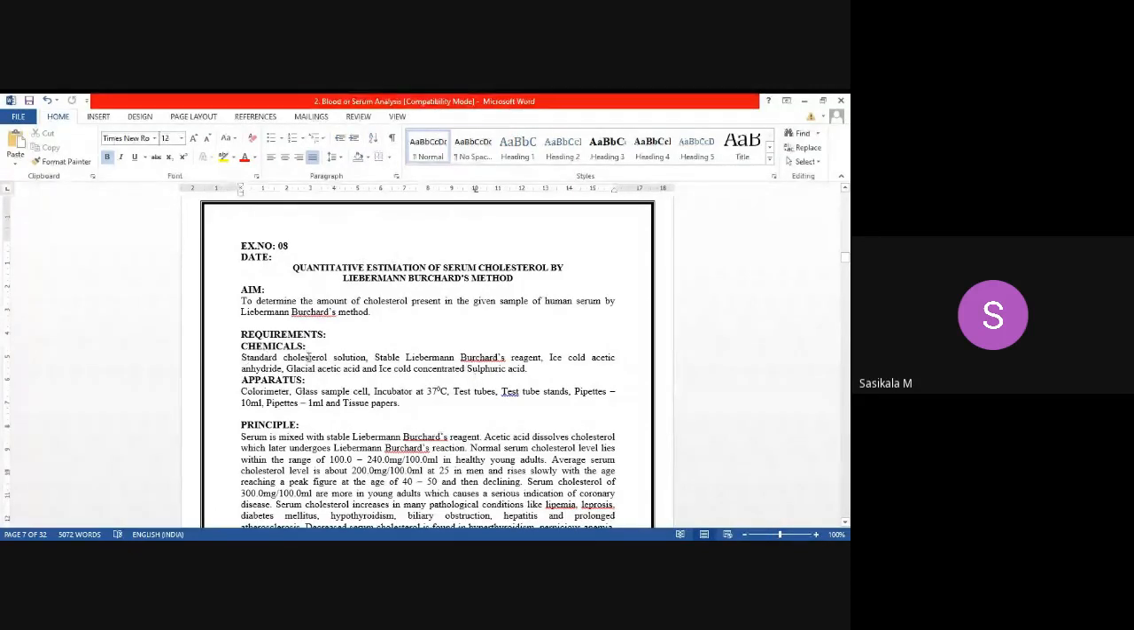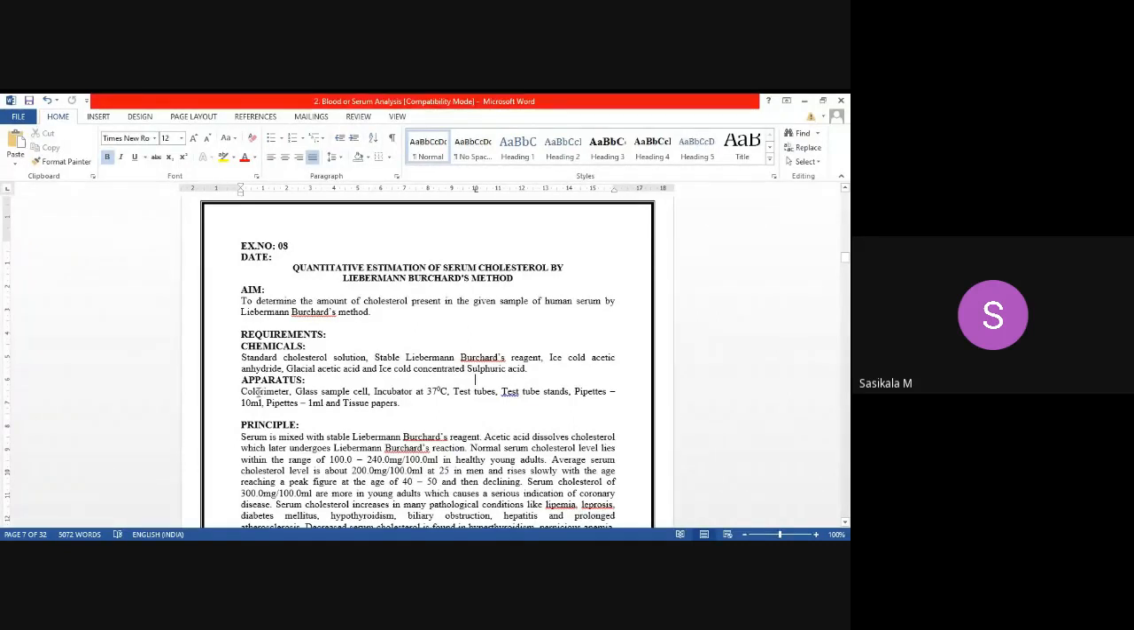Okay, standard cholesterol solution, stable Liebermann-Burchard's reagent, and even we can prepare Liebermann-Burchard's reagent manually. It is available as a ready-made reagent also, and we can prepare it with reagents like acetic anhydride, acetic acid, and concentrated sulfuric acid. So for that purpose, we require these chemicals.